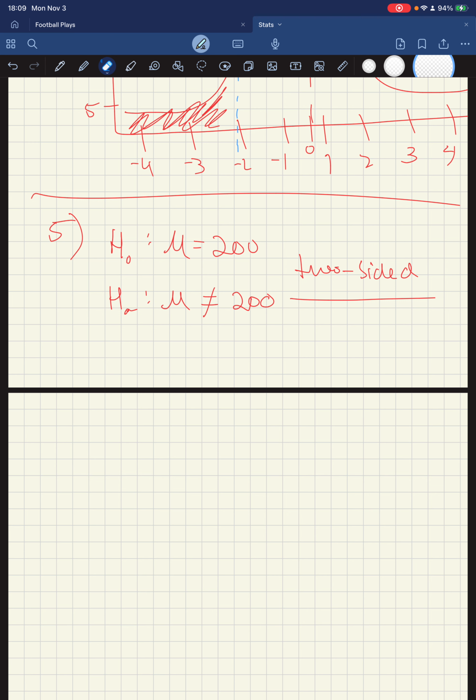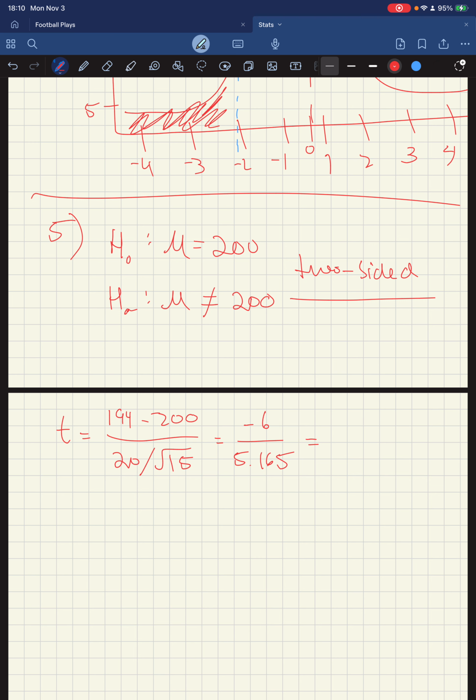Compute the test statistic t equals x bar minus mu over standard deviation divided by the square root of n and the degrees of freedom. So t equals 194 minus 200 over 20 divided by the square root of 15. That equals -6 over 5.165. Divide that, you get a -1.16.